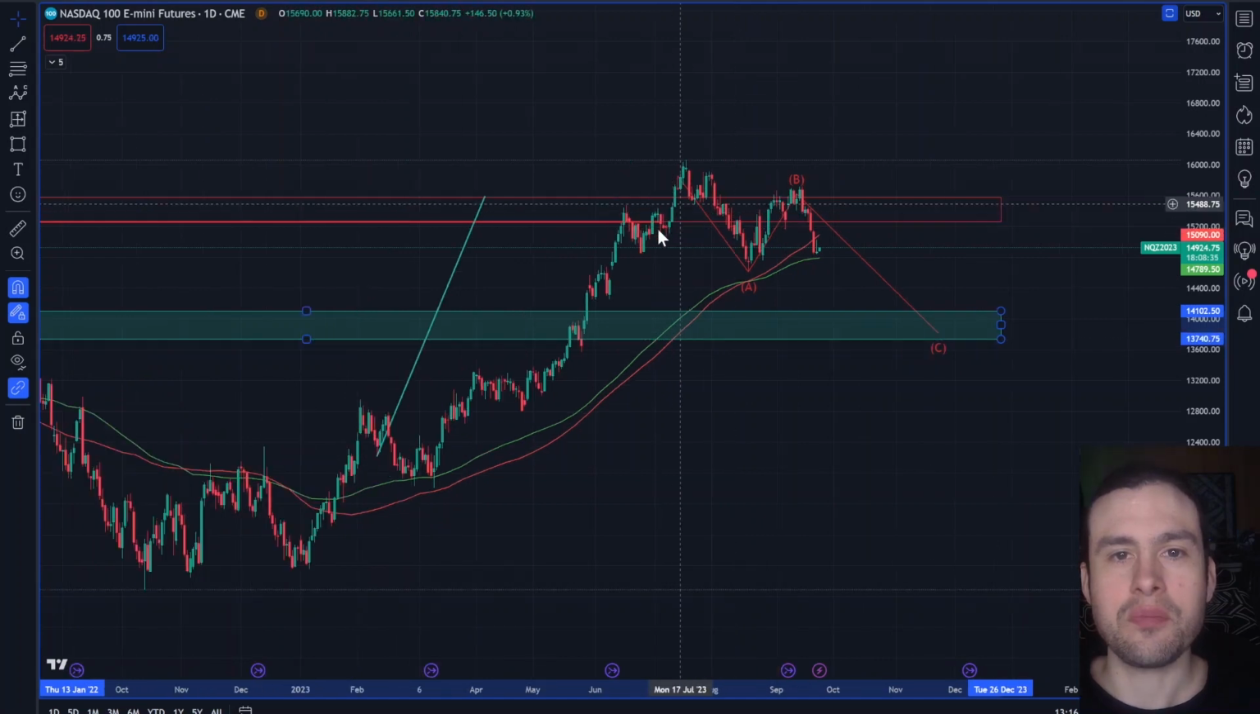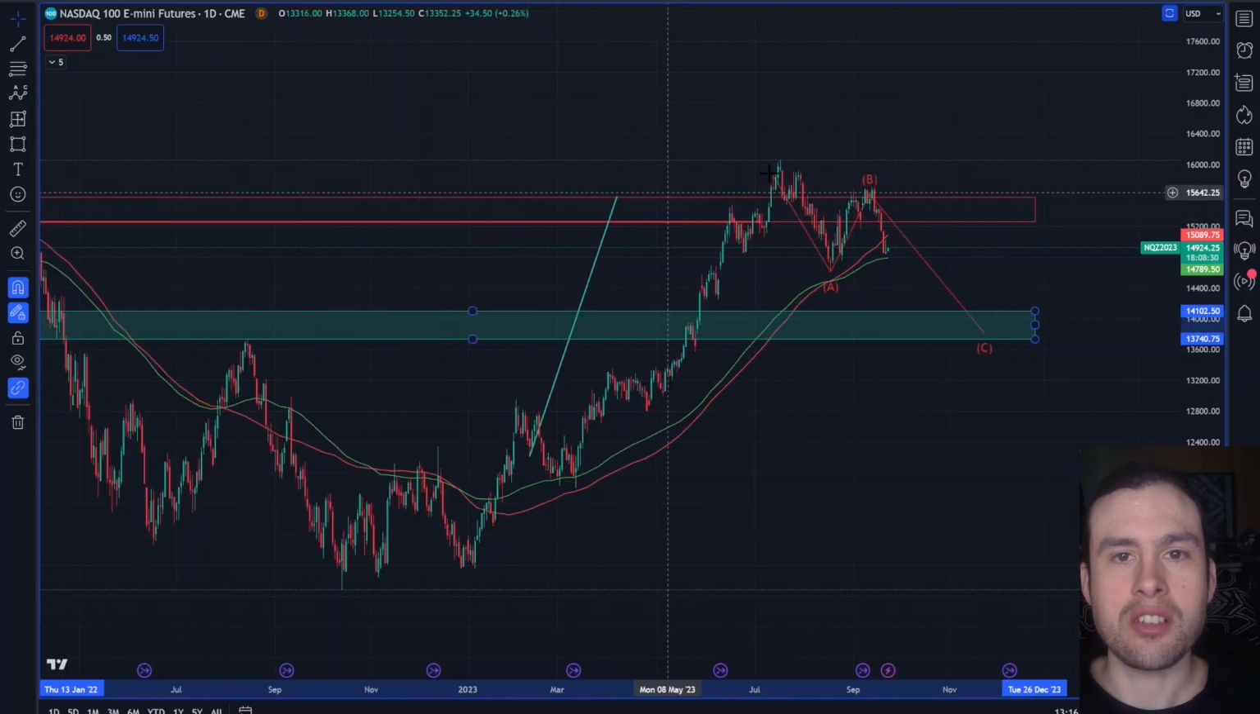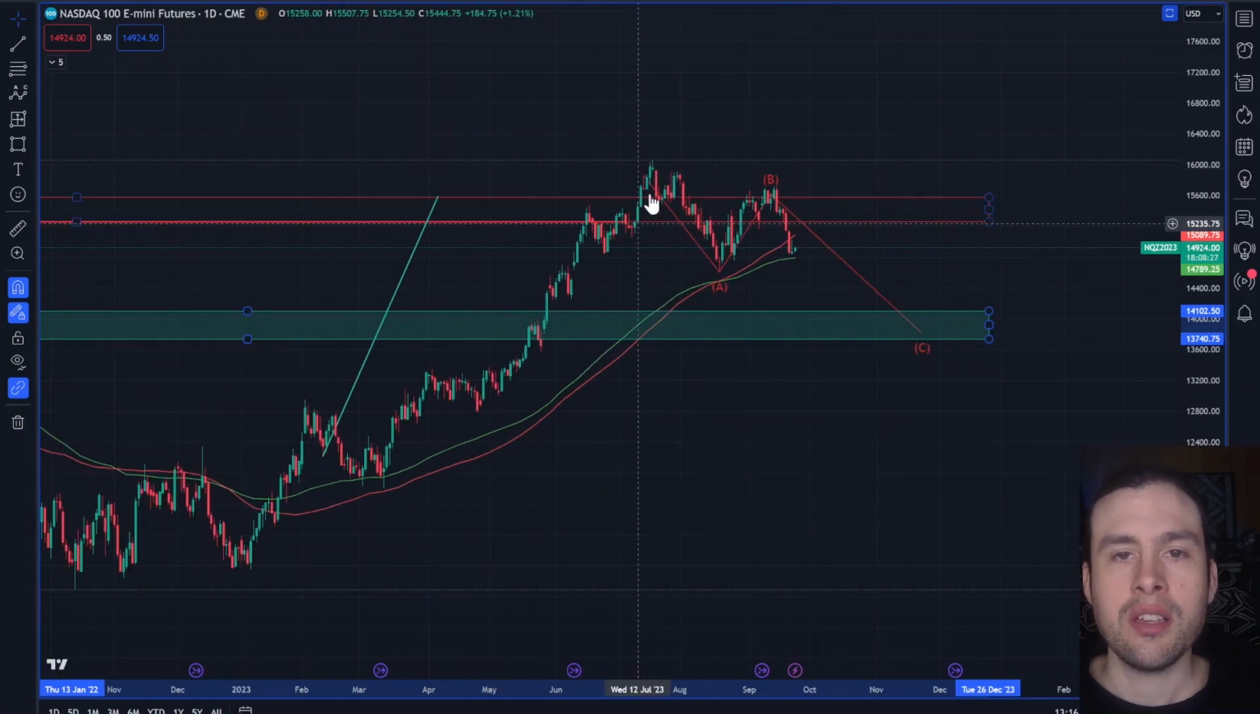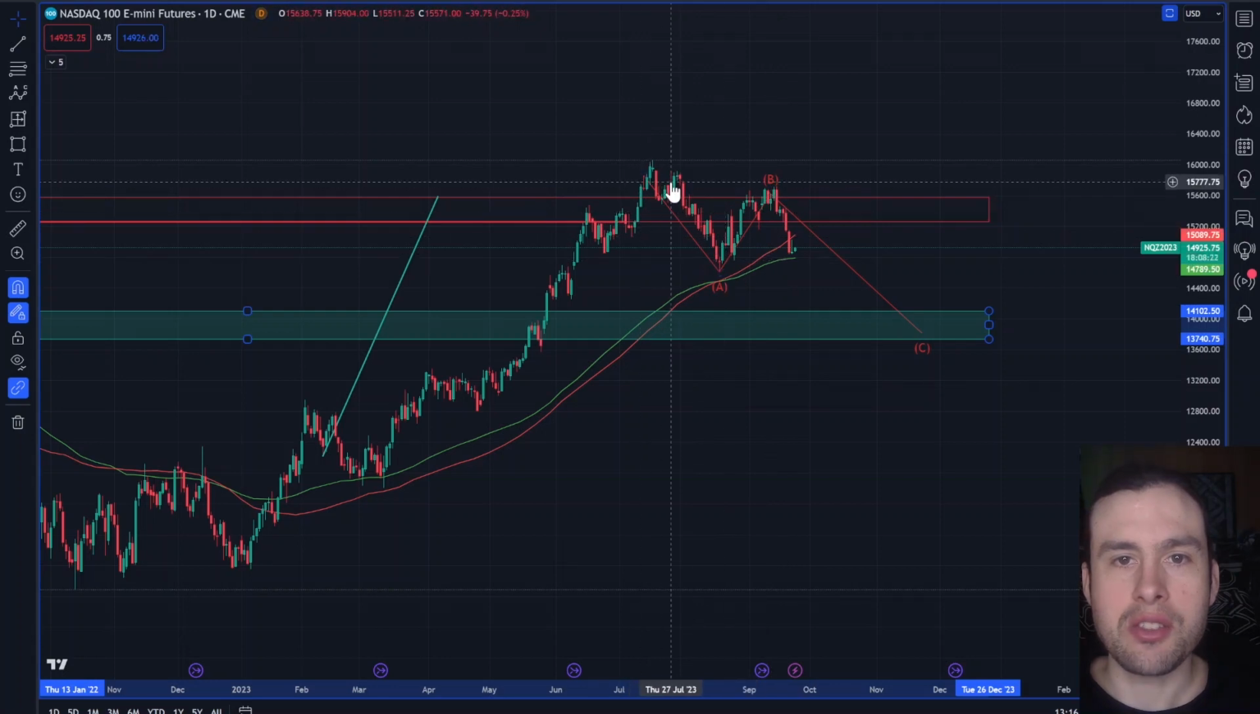And I said here would be a decent place to short. But if you had a really tight stop loss on that, then you would have been stopped out already. However, it played out from here. So I guess it just depends on what you're looking for.